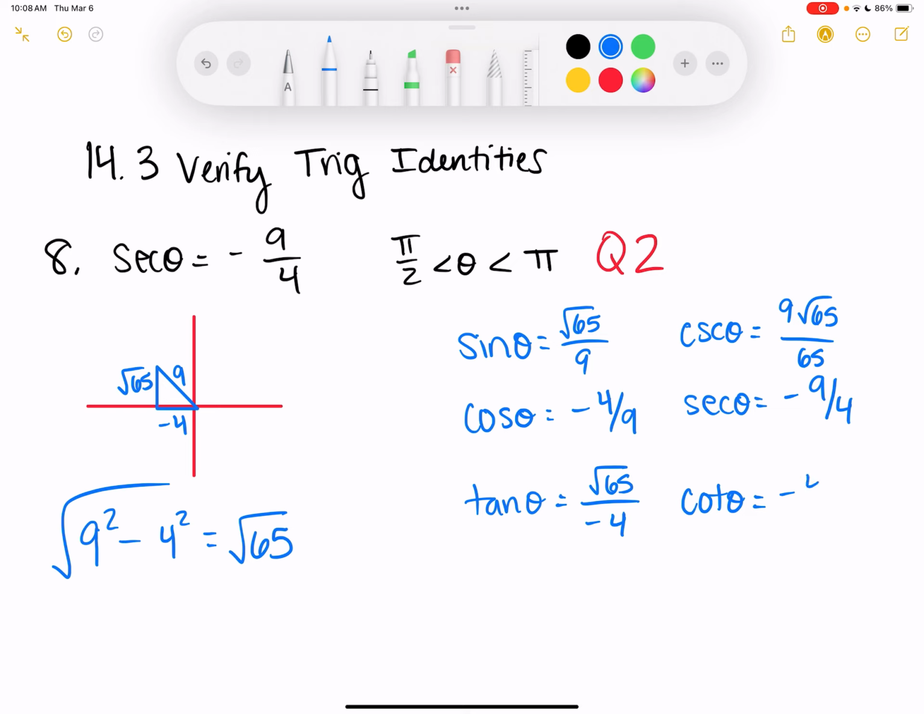Is it okay to just say root? Because I say root and it sounds cool, but some people say square root. Is it okay to say root 65?